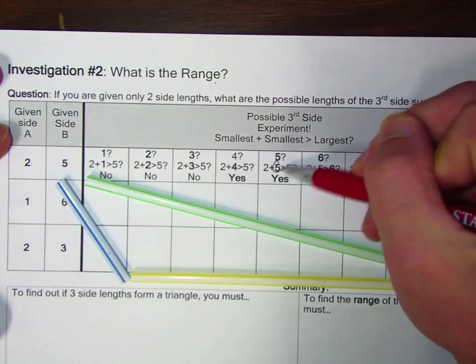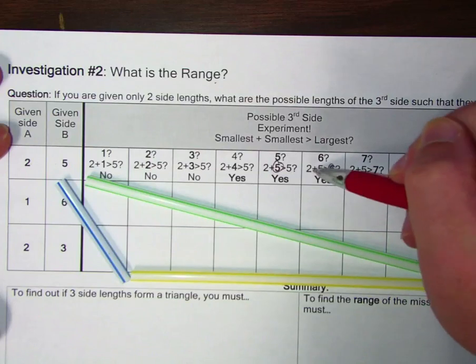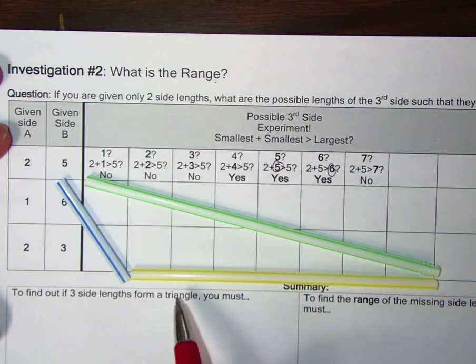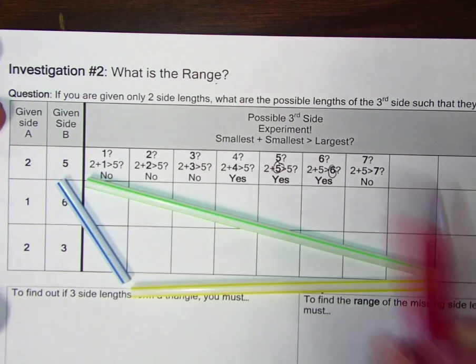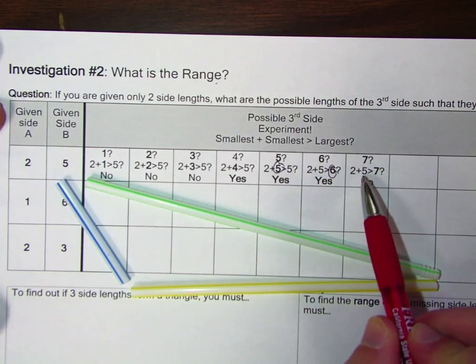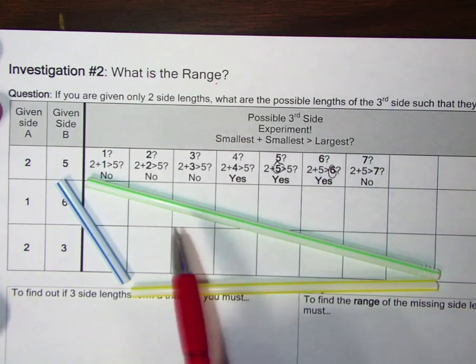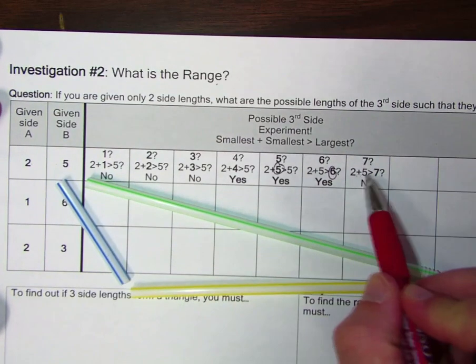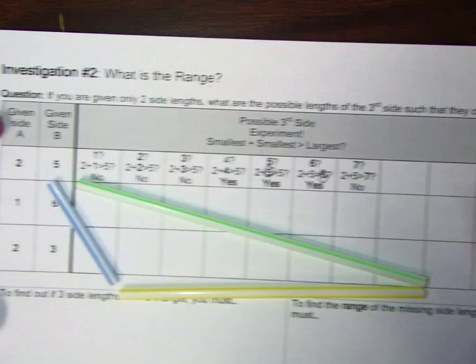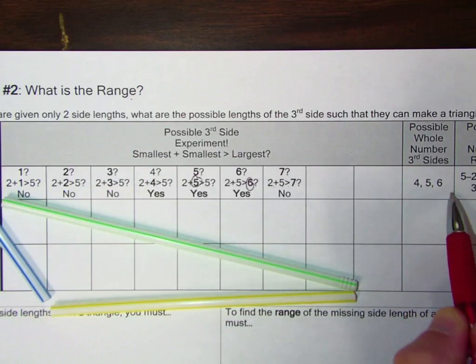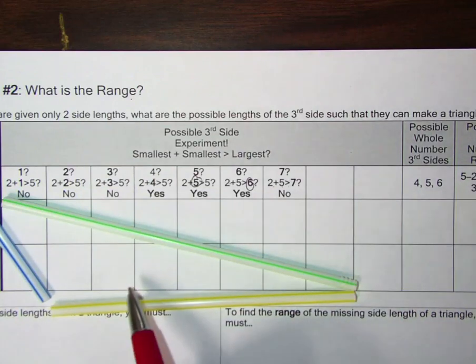You see the one that I've been putting in now is over on the right side because I have to look at the two smallest. So 2 plus 5 is bigger than 6. That's yes, it'll make a triangle. But as soon as I go to a 7, if you put a 7 in here, it wouldn't reach because 2 plus 5 is equal to 7. It's not bigger. So these are the three whole number possibilities for the third side: 4, 5, and 6. They're the ones that make the triangle.